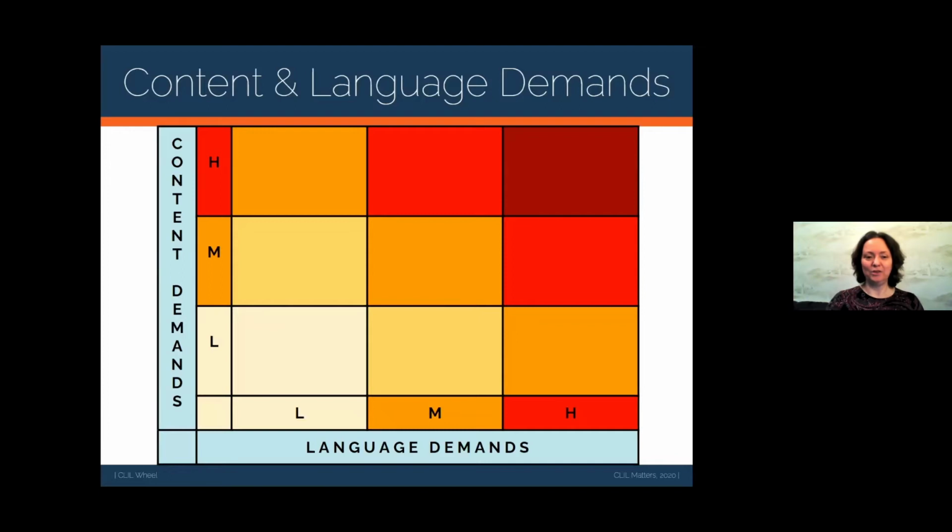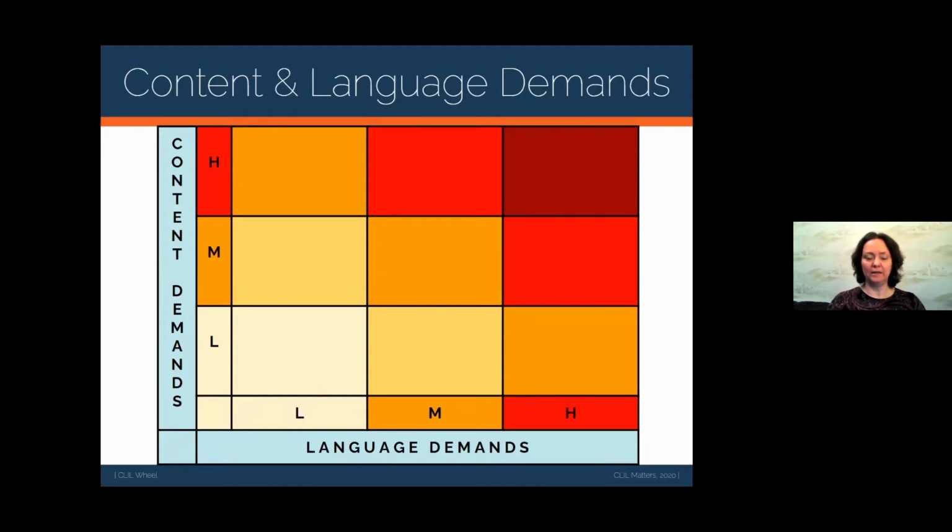Originally, we talk about high and low content demands and high and low language demands. But in my teaching and teacher training practice, I thought that I need this medium level as well, that it's not really okay to go from low to high, that I need a stage in between. That's why I have 3 levels of language demands and 3 levels of content demands.